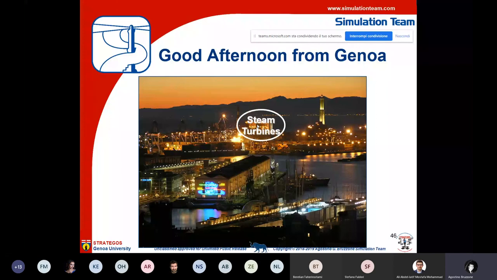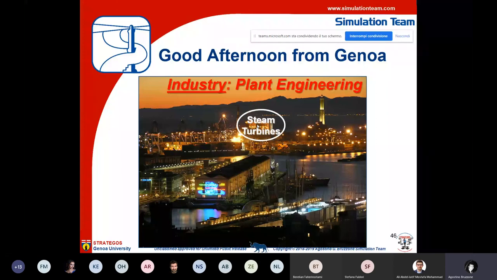Okay. Inside the power plant, there were turbines that represent complex systems, steam turbines, sorry, that can represent complex systems related to the industrial sector of plant engineering, that by themselves are just a part of the plant, but pretty sophisticated.